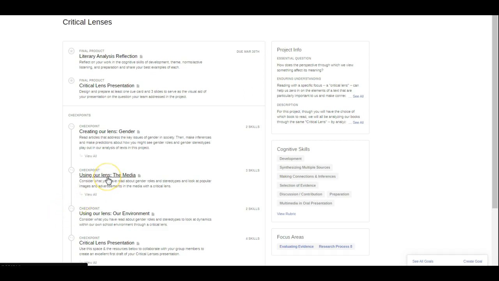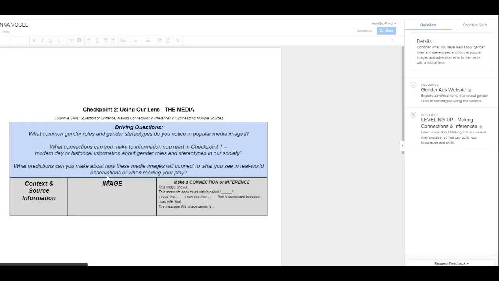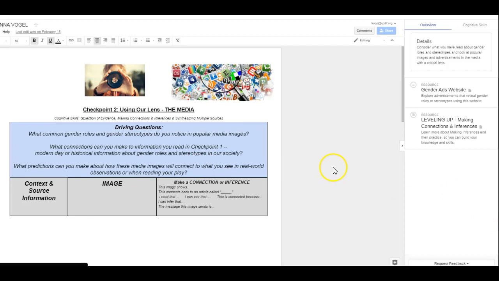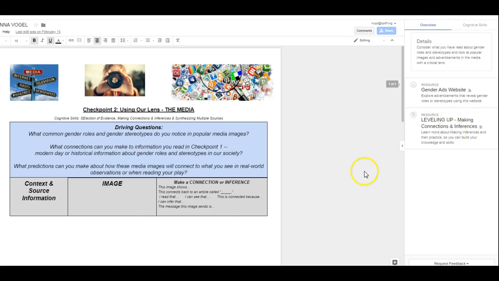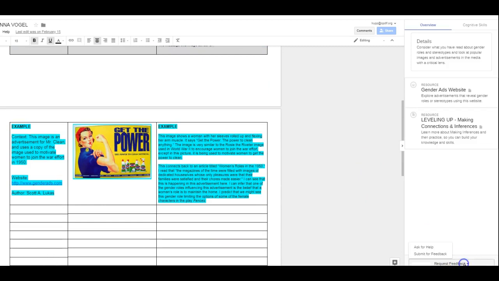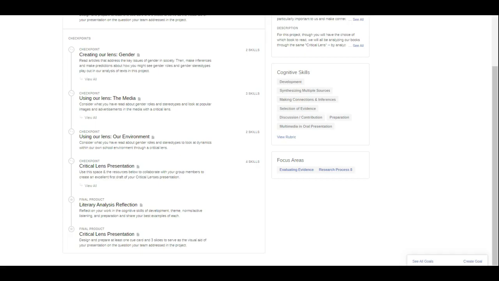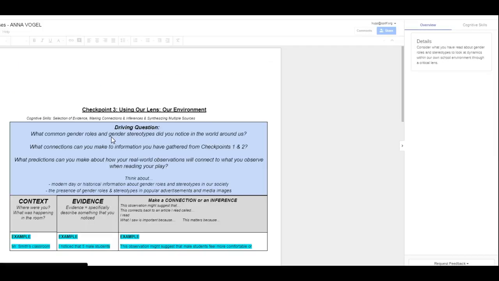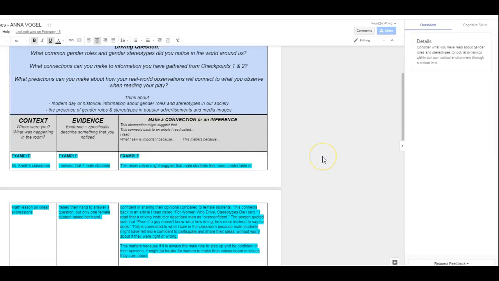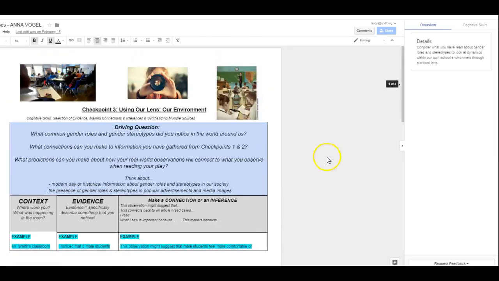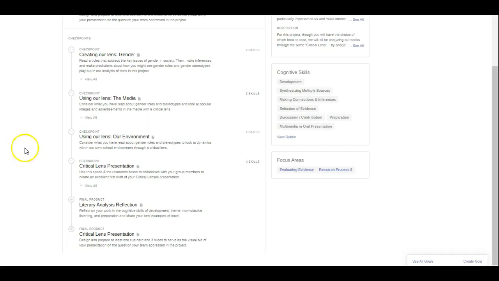Again, we're going to look at checkpoint 2. It's about using the media. So it's probably another graphic organizer. Sure it is. Okay, so you're looking for pictures, and there are some resources over here to help you with that checkpoint. And when you're done, submit it for feedback. And the third checkpoint is using our lens in our environment. If you open this up, hey, look familiar? Another graphic organizer. And then the last checkpoint is trying to put it together in a presentation.